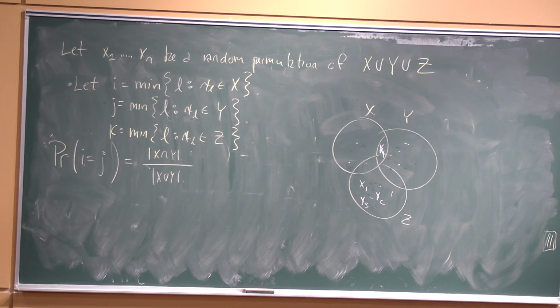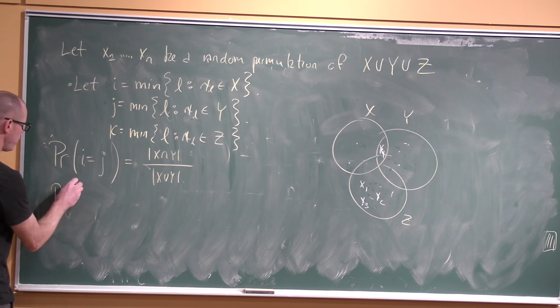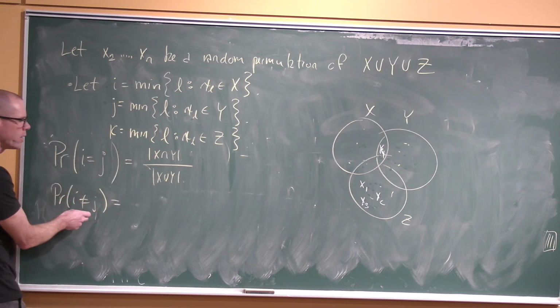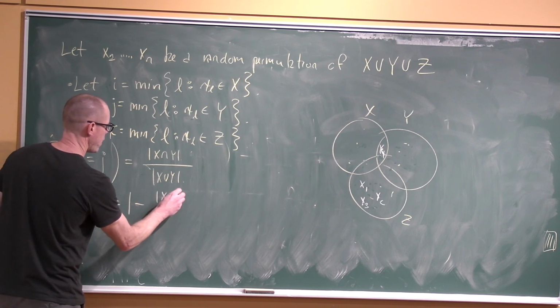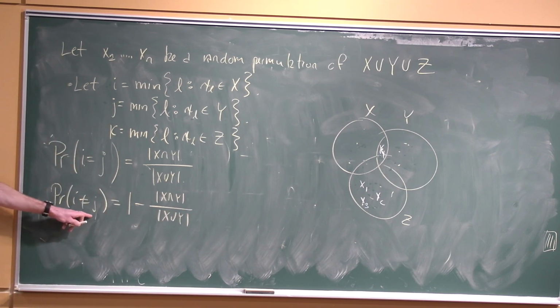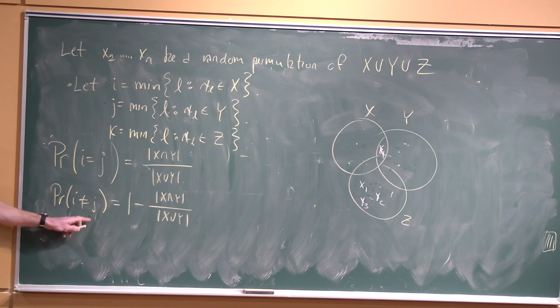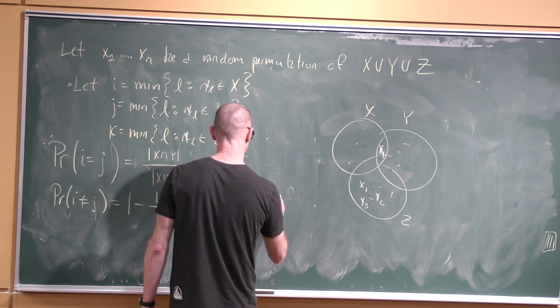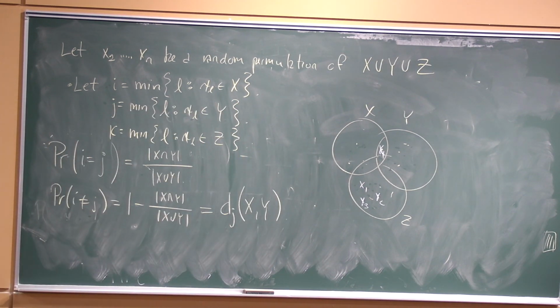Okay, that's interesting. Now let's look at the probability that i is not equal to j. Well, that's easy. These are complementary events. This is 1 minus |x intersect y| divided by |x union y|. Recognize this? Yeah. This is the Jaccard distance between x and y. Okay. There was nothing special about i and j here, right? I could have done this with i and k or j and k.